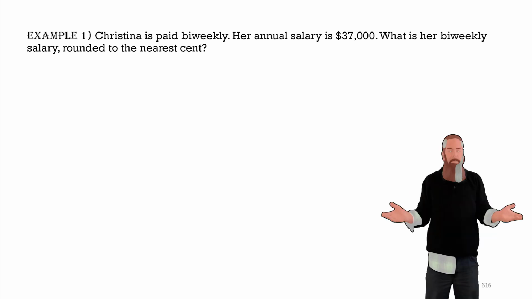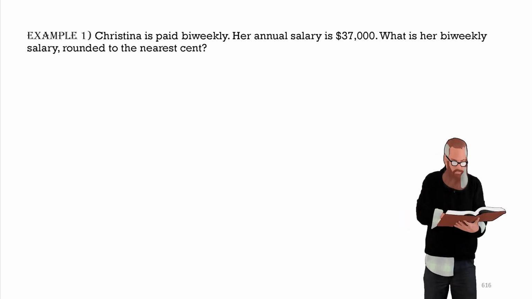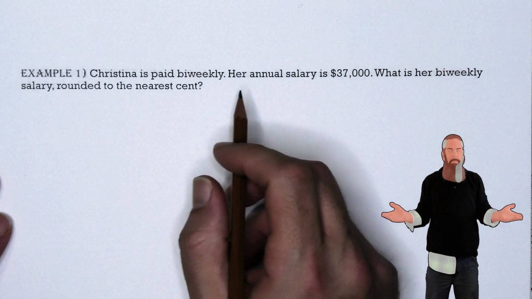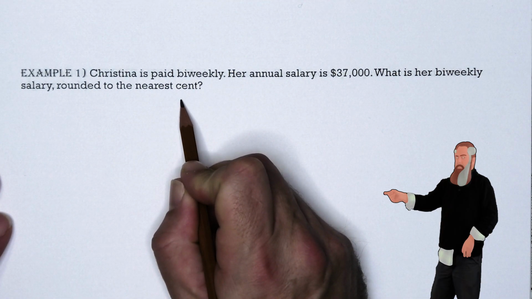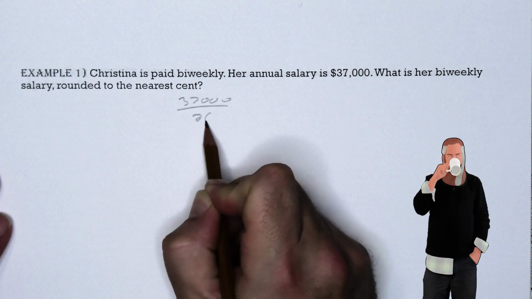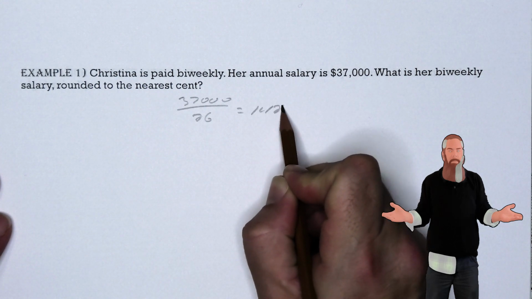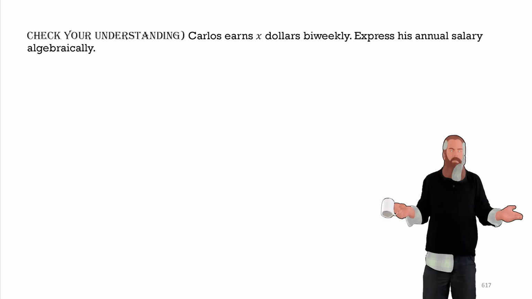Christina is paid bi-weekly. Her annual salary is $37,000. What is her bi-weekly salary rounded to the nearest cent? It's important to remember that bi-weekly means every 2 weeks. So with 52 weeks in a year, that means there's 26 paychecks. So we can take her $37,000 salary, divide it by 26, and we'll get $1,423.08. Let's check our understanding of this.